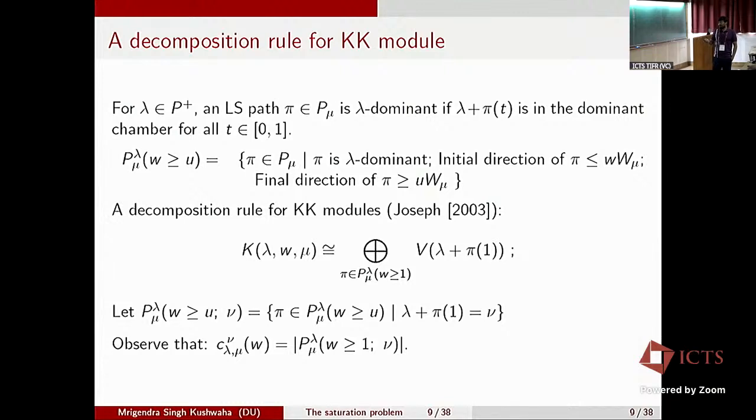So now you know that this multiplicity, this tensor product multiplicity in the KK module, is just the cardinality of this set with the identity. Okay, so this gives a counting of this multiplicity in terms of paths, and this is also a generalization of the decomposition rule for the tensor product. If I take here W naught, then it is just the same Littlewood-Richardson rule given by Littelmann.